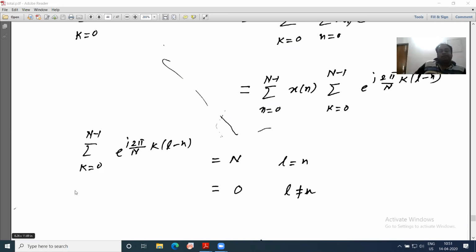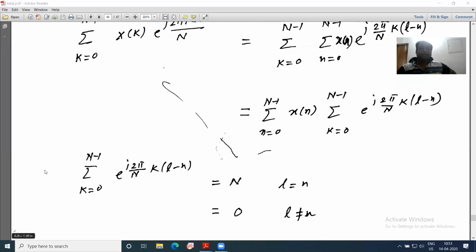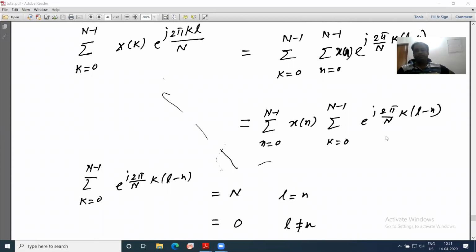This is equal to N for l equal to n, and this is equal to 0 for l not equal to n. Anyway, for the time being you assume this; we will justify it after some time. I will prove this in a later part of this course. What I am saying is that if l equal to n, then this is equal to e to the power 0.